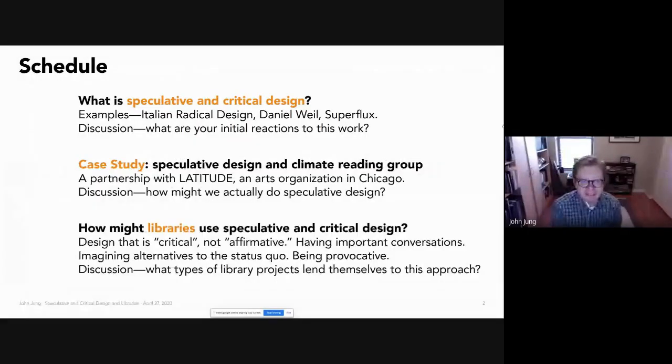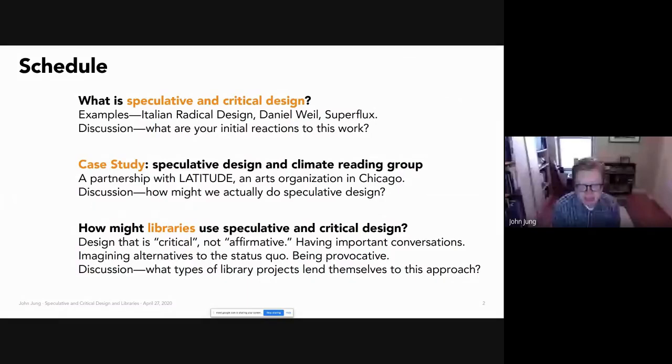All right, so today I'm going to cover three things. I'm going to start with a short introduction of speculative and critical design, where I will show some examples of this kind of design work. Then I'll present a case study where I teamed up with the design researcher Renee Albrecht-Mallinger to facilitate a reading group for artists who are interested in using speculative design to explore issues around climate change in their work. And finally, we'll have a chance to talk about how libraries might do this kind of design.